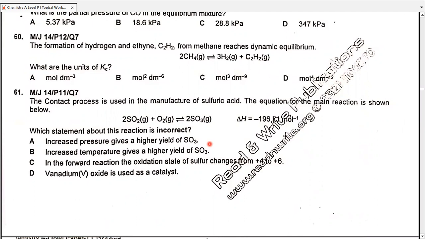Beta. And why do you think first beta is correct? Why do you think alpha is not correct? Alpha, the statement is correct because there are fewer moles of sulfur trioxide on the right hand side. So increasing the pressure would shift the equilibrium to the right.